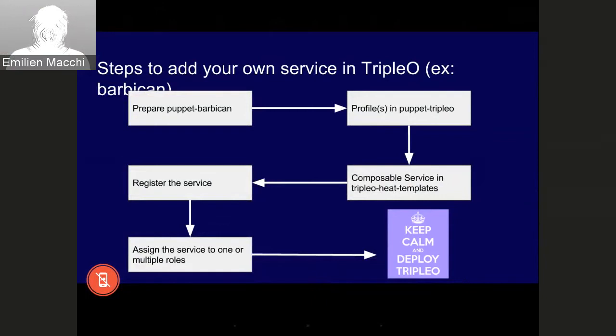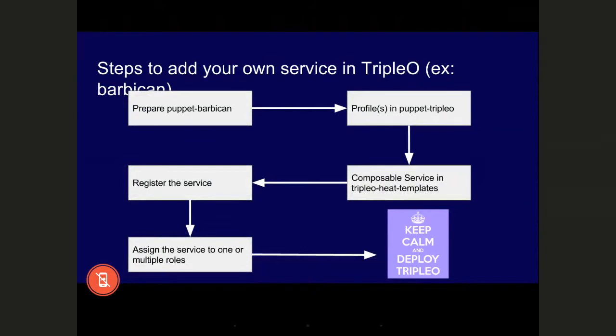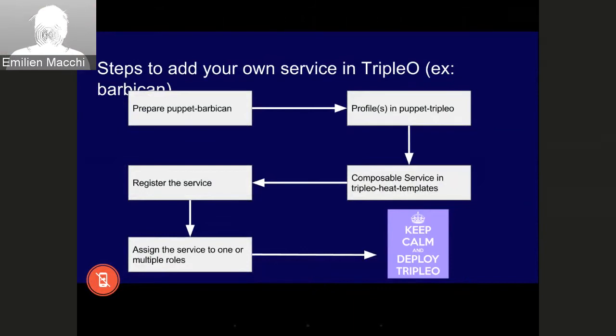And then when you're done with the profile, you can go ahead with the composable service in TripleO Heat templates. So like I showed with the example in Nova API, you can create a new service for Barbican that will set all the Hiera data that you want to configure the service, and include also the Puppet profile for Barbican and all the parameters that you want, like the workers or the database or Keystone credentials, etc.